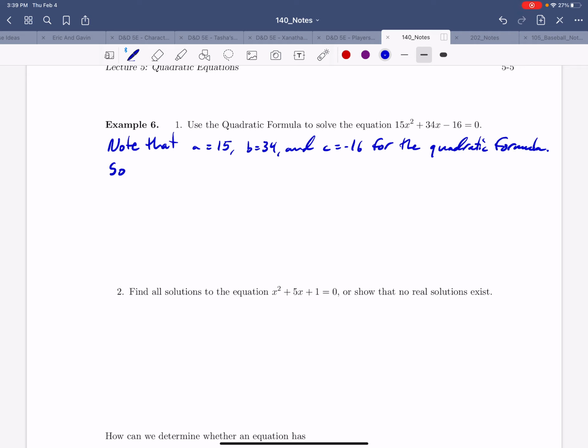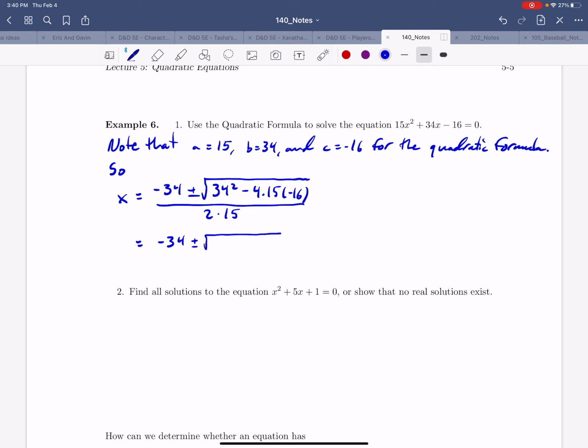So we're going to have that x equals, and we're just plugging into the formula, negative b plus or minus the square root of 34 squared, right, b squared, minus 4ac, all over 2a, right? Just plugging stuff into the formula. Now, let's try to reduce this a little bit, okay? Negative 34 plus or minus the square root of, never hurts to do some arithmetic, right? This is an algebra class, right? Do a little bit of quick stuff right here.